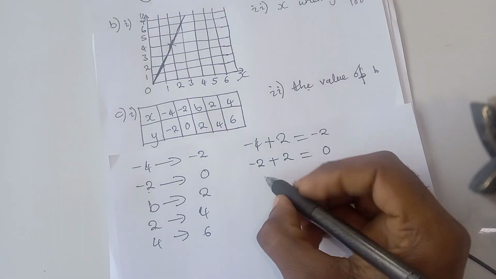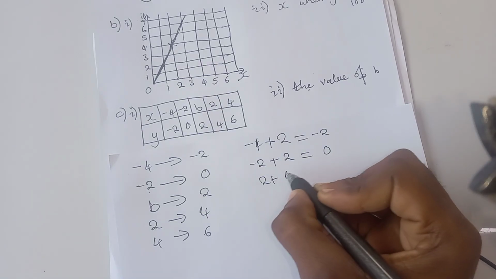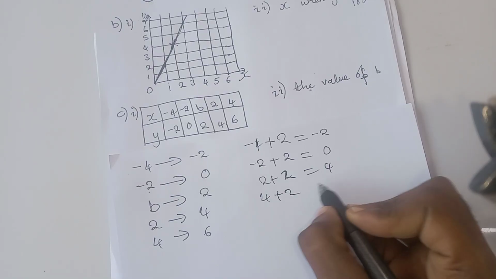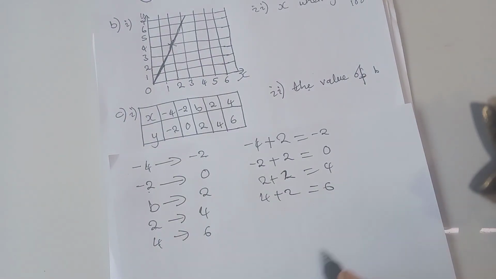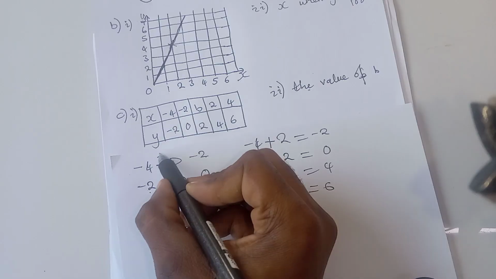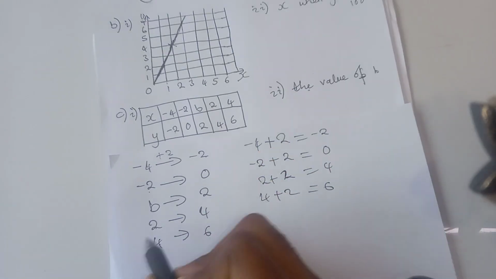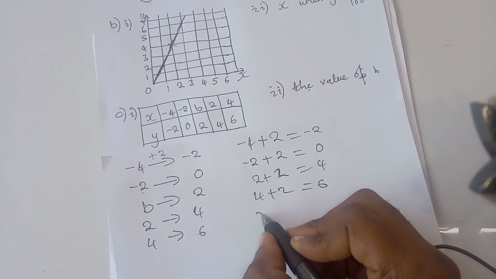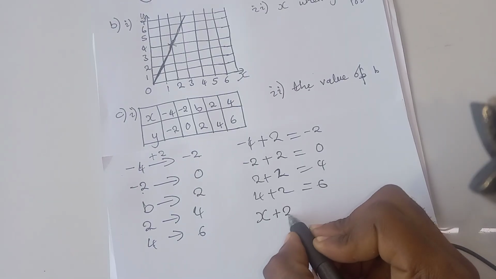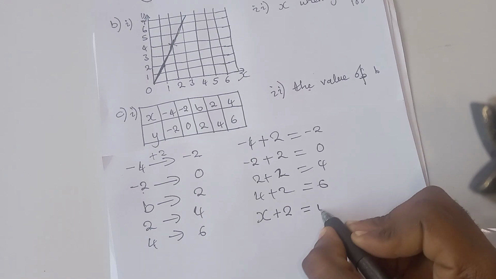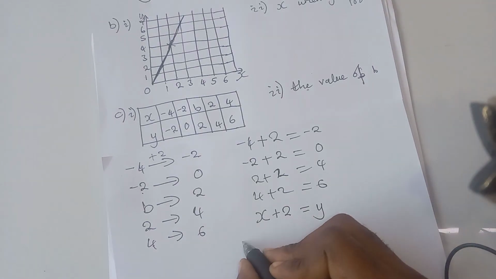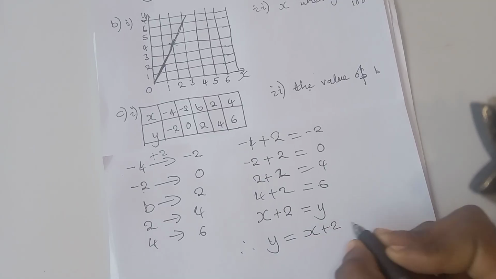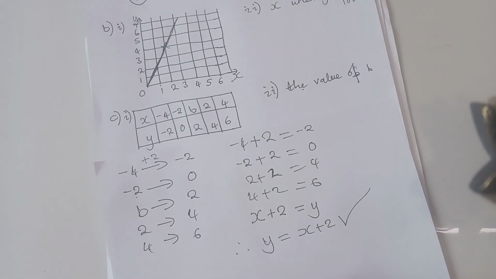Let's add the 2 to 2. That's a 4. We add the 2 to this. That's a 6. So this was easy. They're just adding a 2 to each of these numbers. So that means your pattern is to x, add a 2, and then you get your y. In other words, y is equal to x plus 2 is your function, and you're done.